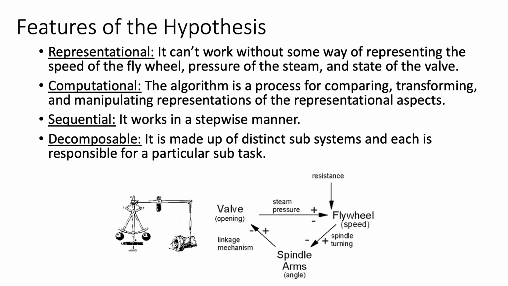So, for example, it starts with the resistance, and the flywheel affects the speed, so the spindle, and causes spindle turning, and the spindle arms then cause the linkage mechanism to affect the valve, open or shut it, and then it affects the steam pressure, which then feeds back into the flywheel, and it can directly affect the spindle arms and the amount of speed that the flywheel is causing. And finally, the decomposable feature, which states that it's made up of distinct subsystems and each is responsible for a particular subtask.